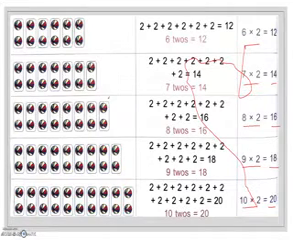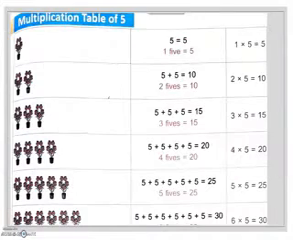Now we can say the multiplication table of 5. Multiplication table of 5 is very easy. Here 5 flowers are in one pot. So 1 time 5 is equal to 5, or we can write it in the multiplication fact form, 1 into 5 is equal to 5.